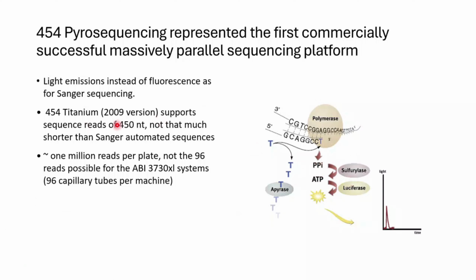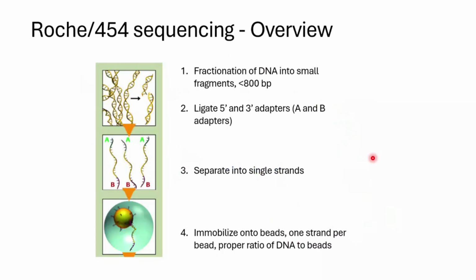And it supports a sequence read of 450 nucleotides. So this has decreased a little bit from the previous method, but it allows you for this massively parallel sequencing approach, which allows you to do 1 million reads per plate instead of the 96 that was done with Applied Biosystems 3730X whatever. Okay, so this is the system that was used for the Human Genome Project. Not one of them, but hundreds of them. What else? And it does not use fluorescence, it uses light emissions, right? And we'll see this in a second.